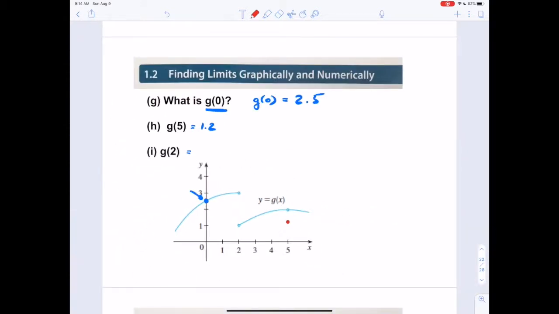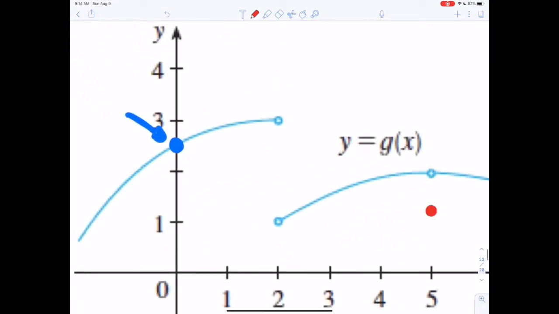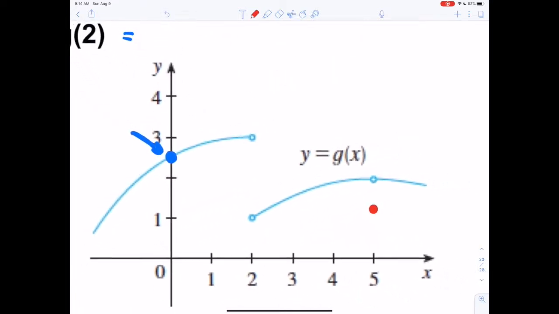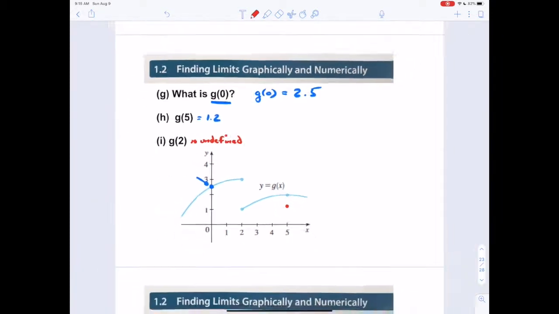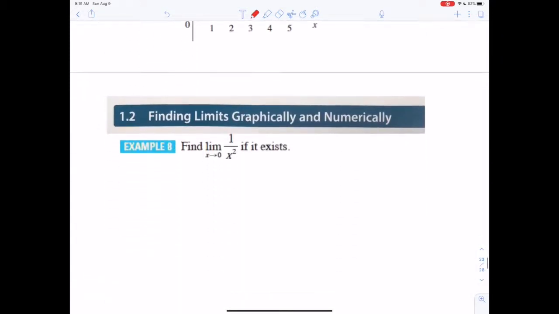So G of 2, when x is exactly 2, what's the y value? If you notice here, there's no dot or there's no defined point. So what's the answer? I would go ahead and erase that because there's no equivalent value. It is undefined. You could also say does not exist. They're pretty much the same thing there. If you got that, great. If not, if you have questions, please let me know.